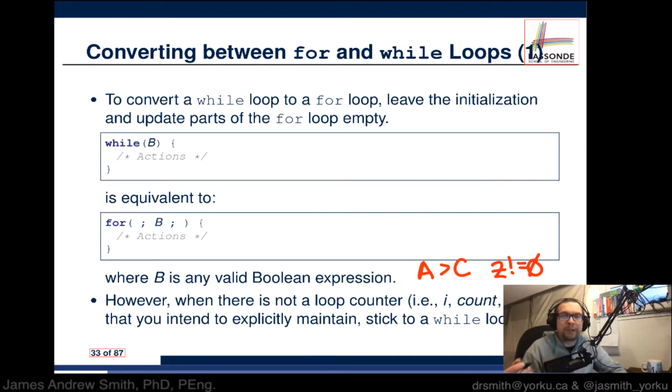Now, however, when there is not a loop counter, so normally we would have like I is equal to 1 here, and then over here you say something like I plus plus. So if you don't have a loop counter, so I or count or index or whatever name for the integer variable that you have in there, it tends to make more sense to stick to the while loop, especially in the simplest cases. So if you're not going to be incrementing a counter, stick to the while loop. It's generally a better idea, but there could be reasons for why you'd want to do a conversion.